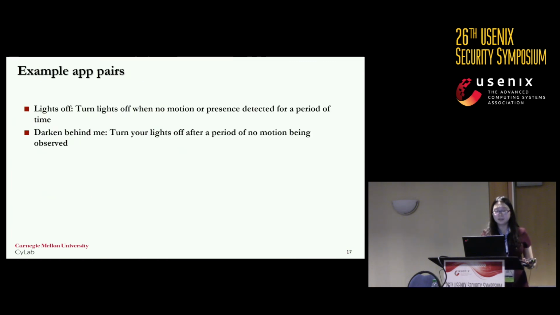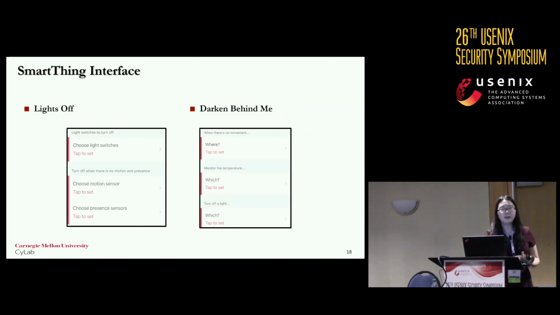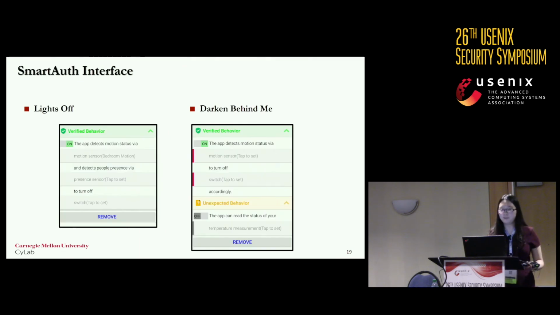Well, this is one example of our app pairs. So you can see that these 2 apps are really similar in their functionality. They are both basically trying to turn the lights off when motion is not being observed. For the SmartThings interface, you can see that these 2 apps look really, really similar. But for the SmartAuth interface, we can tell the difference that the second app, the Ducking Behind Me app, has unexpected behaviors. So although the app wants to turn the lights off when there's no motion, it also detects the temperature. So it's not related to the functionality.